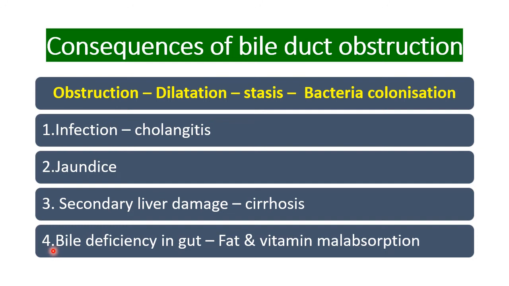Fourth consequence is bile deficiency in the gut. This is due to the bile being unable to reach the gut due to the obstruction. As a result, there is fat and fat-soluble vitamin malabsorption, leading to steatorrhea and vitamin deficiency, especially vitamin K, which leads to coagulopathy.